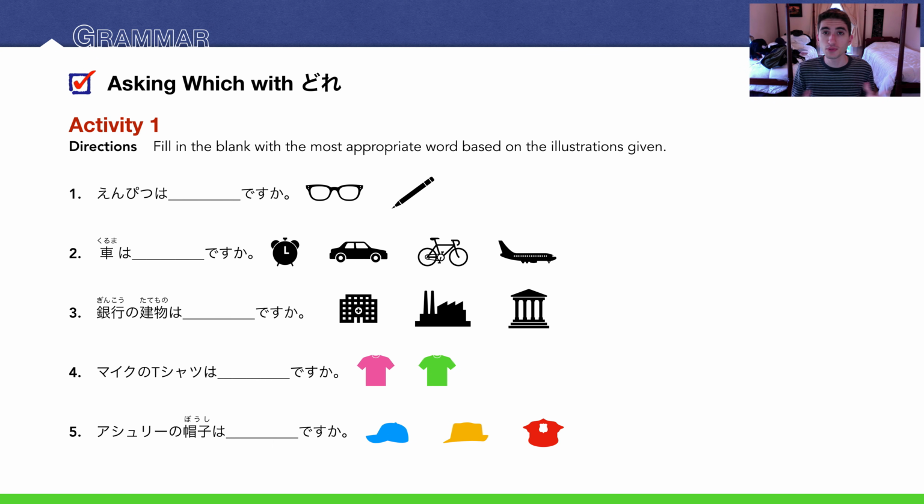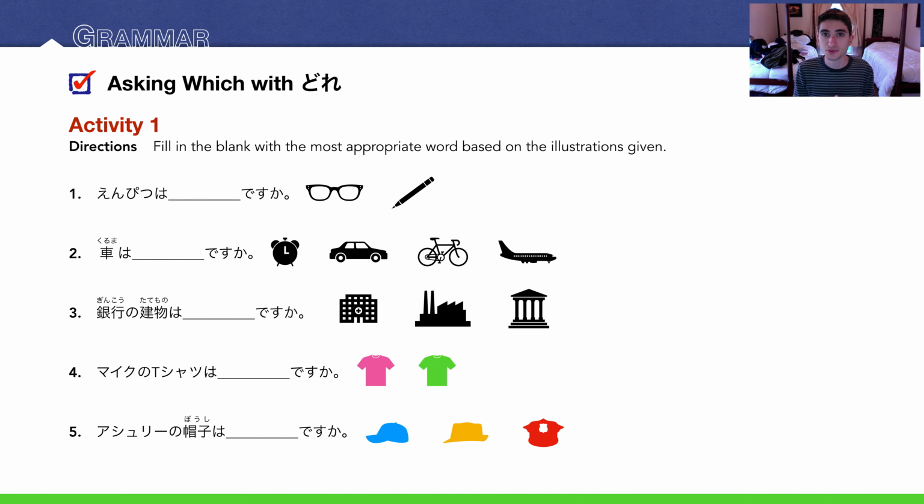Activity 1, fill in the blank with the most appropriate word based on the illustrations given. This is testing your ability to choose between dore and dochi or dochira. Pause the video, try it on your own. I'm going to solve it right now.